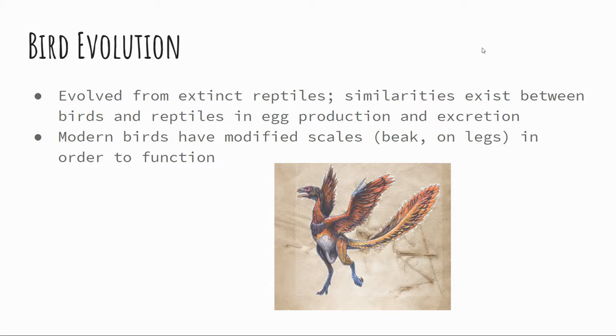So bird evolution, it is believed that birds evolved from extinct reptiles. Similarities exist between birds and reptiles in egg production and excretion. Modern birds have modified scales on their beaks and legs in order to function properly. So we see a lot of similarities between reptiles and birds, especially when it comes to excretion and egg production.